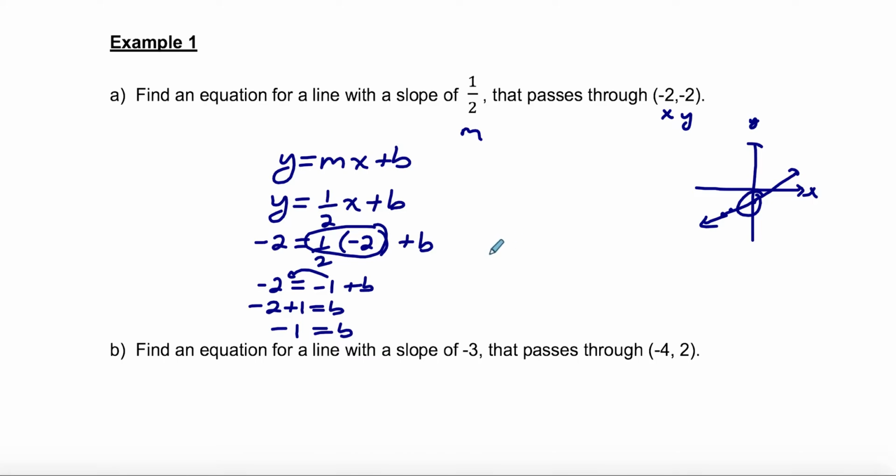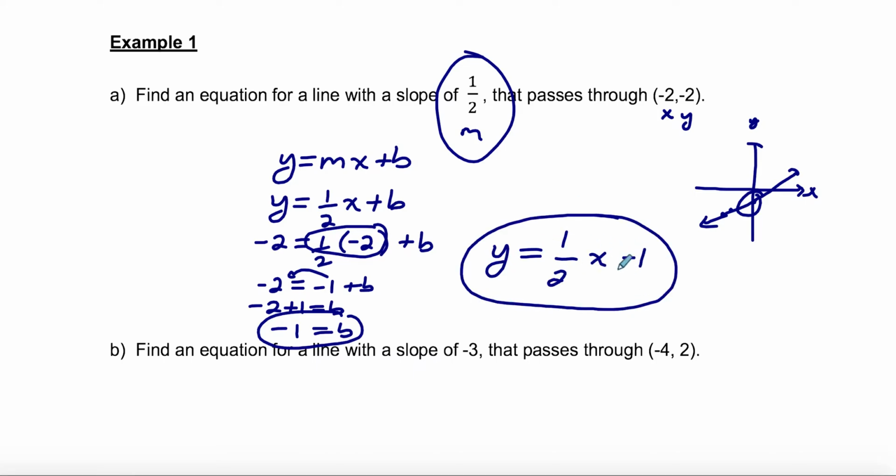So the final thing we need to do is actually say what our equation is. So we're not going to sub these points in when we write our equation. We just want the m, which was here, and we want the b, which was there. So we know y equals 1/2 x minus 1. That's an equation for this line.